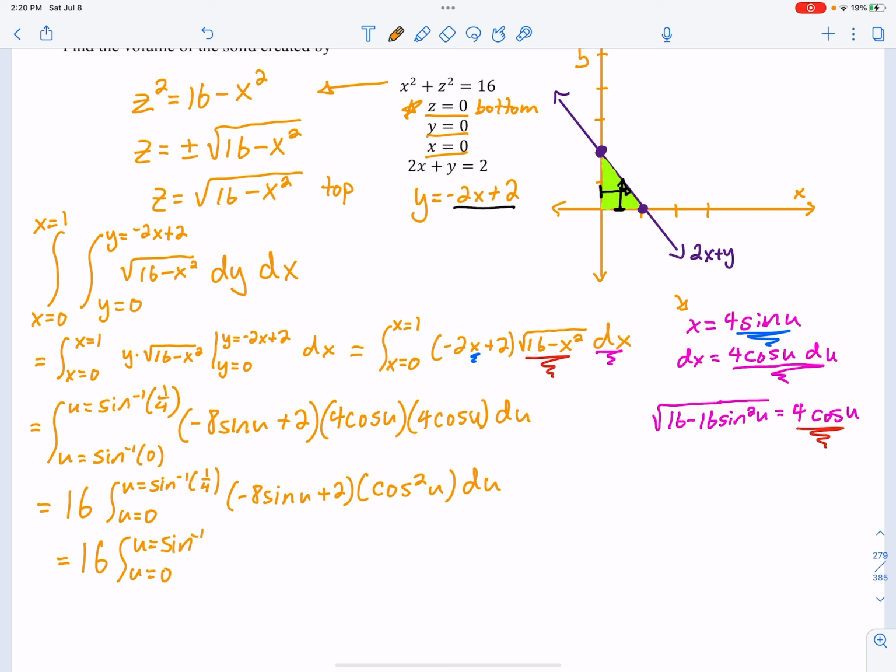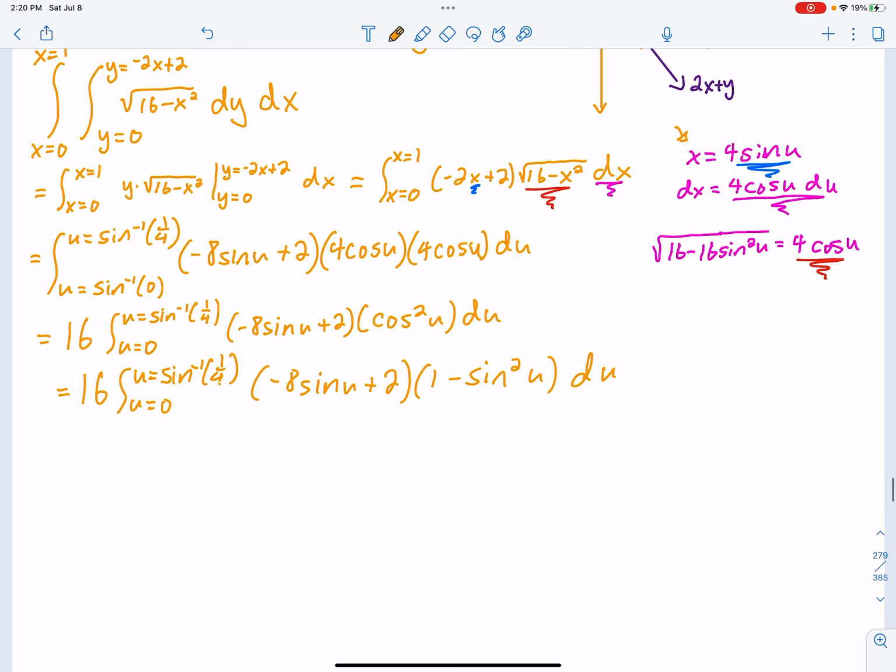Well, I can with the Pythagorean theorem. This is negative 8 sine u plus 2, and then this becomes 1 minus sine squared u du. Kind of nice. Right? I'm going to multiply everything out. So I get 16 times u equals 0. We haven't done our integration yet. Sine inverse of 1 over 4.